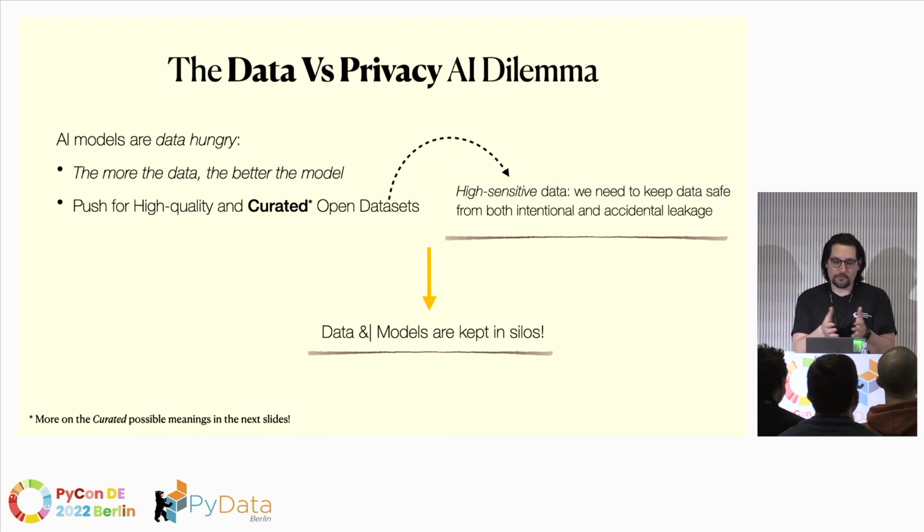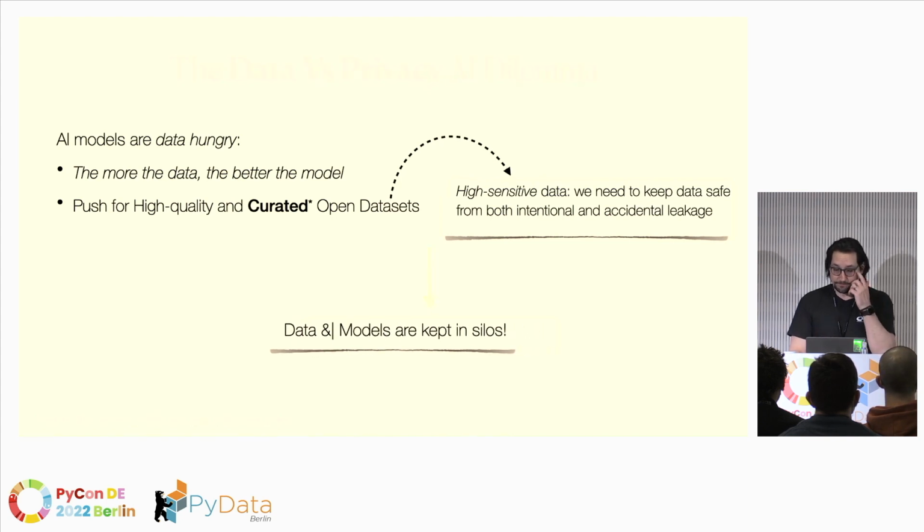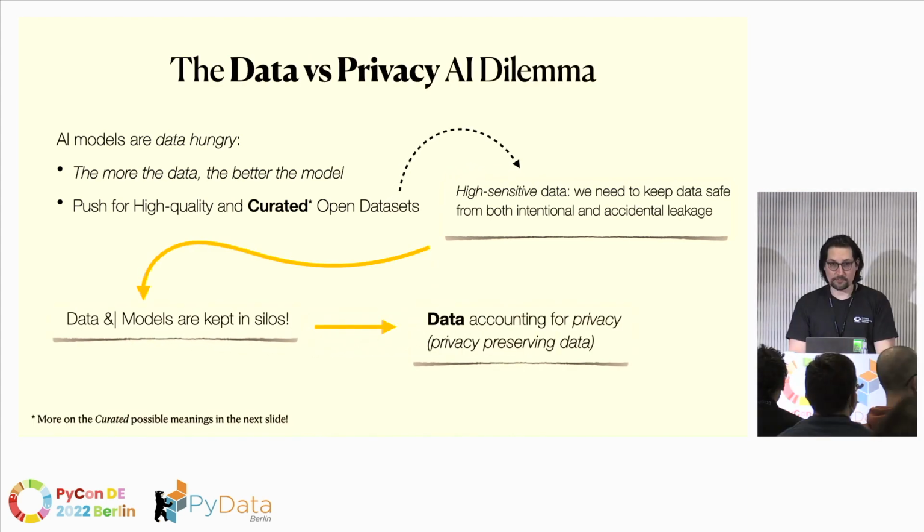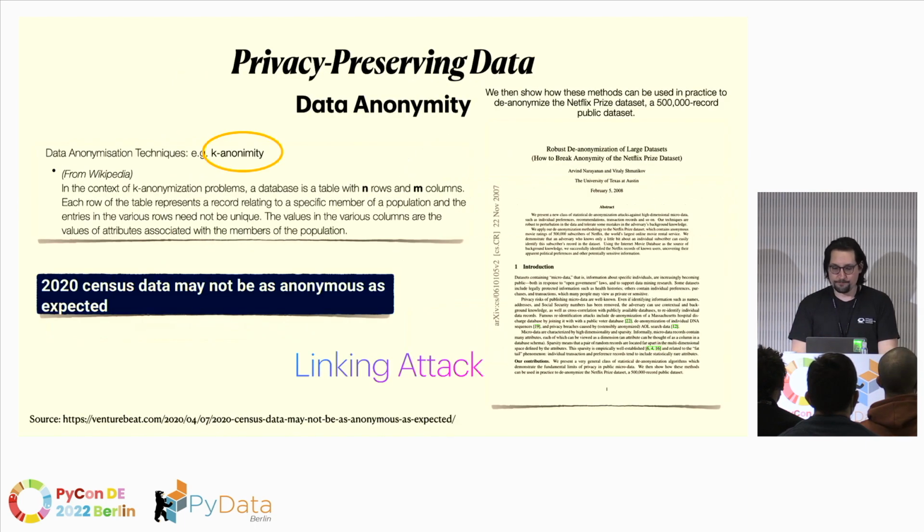The first and most obvious thing you can come up with is, okay, I have data and I can put data and models in silos. They will be locked up and controlled, whatever processing we're going to do with that. This is actually very impractical, to be fair. Also, one of the most popular things to do is to apply what are called anonymization techniques, so that data accounts for privacy.